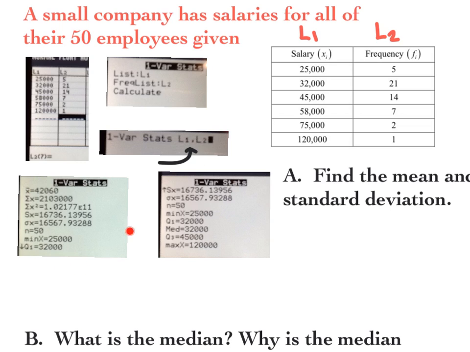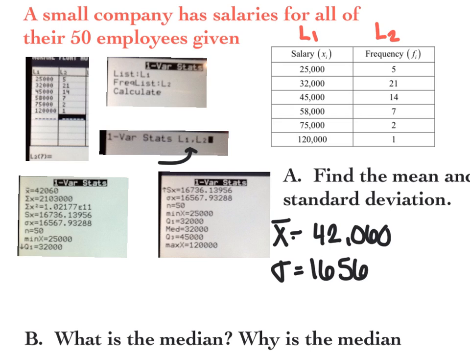Now if they didn't, that just means you typed a number in wrong. Go back to stat edit and double check your data. So what is all this saying? Well, the first question says find the mean. Remember that is our X bar symbol, X with a bar over it. So I would say my mean is 42,060. And my standard deviation looks like 16,567.932.